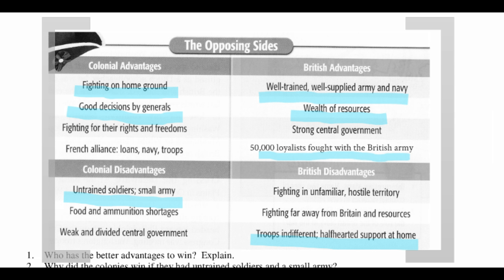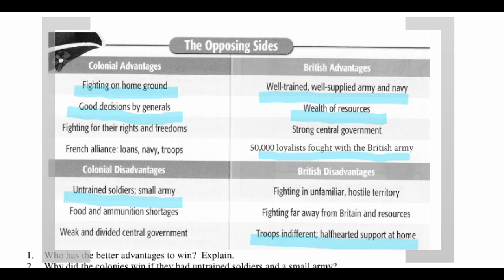So it's safe to say that the war starts out as a real mismatch. You have essentially on the colonial side, the Continental Army, led by General George Washington, a bunch of farmers with guns. And they're about to go up against the greatest army in the world, the British Army.